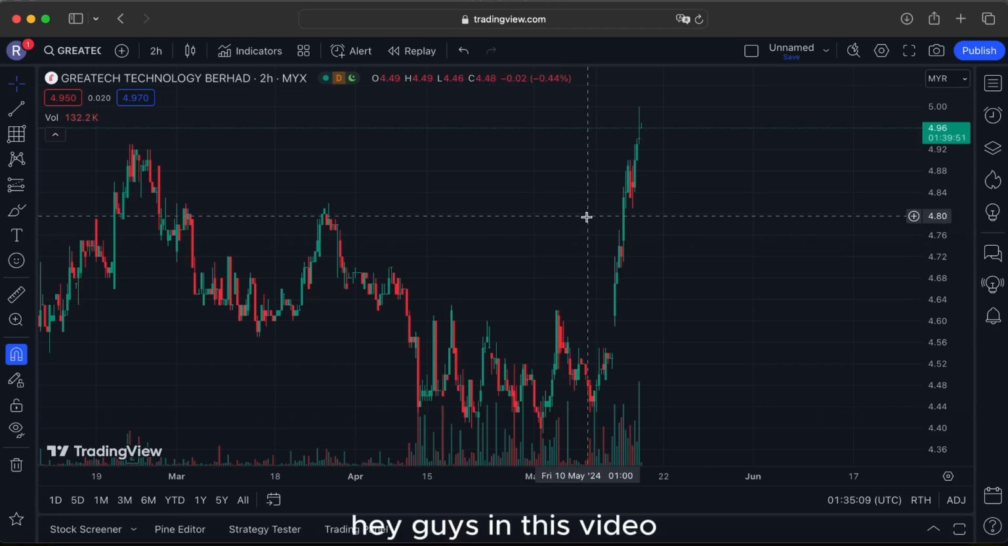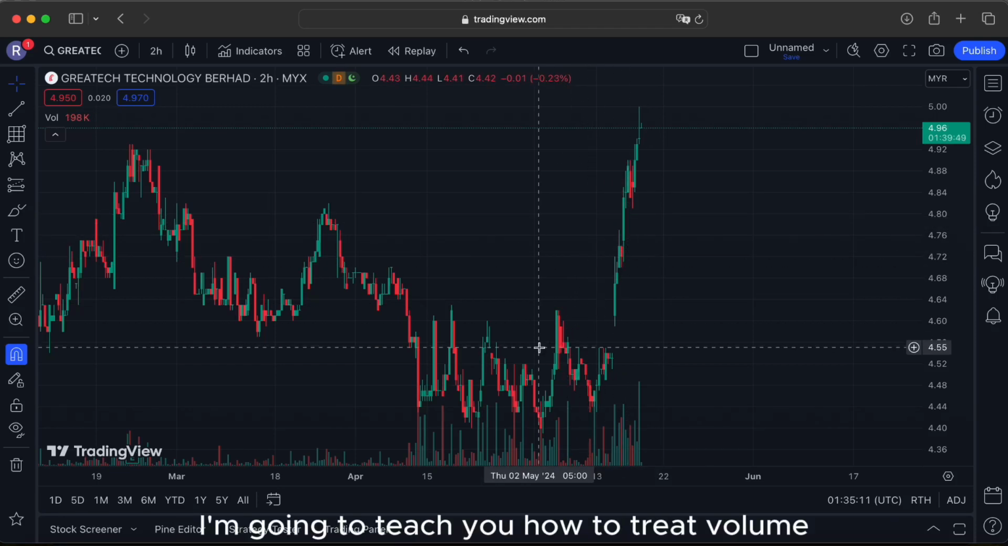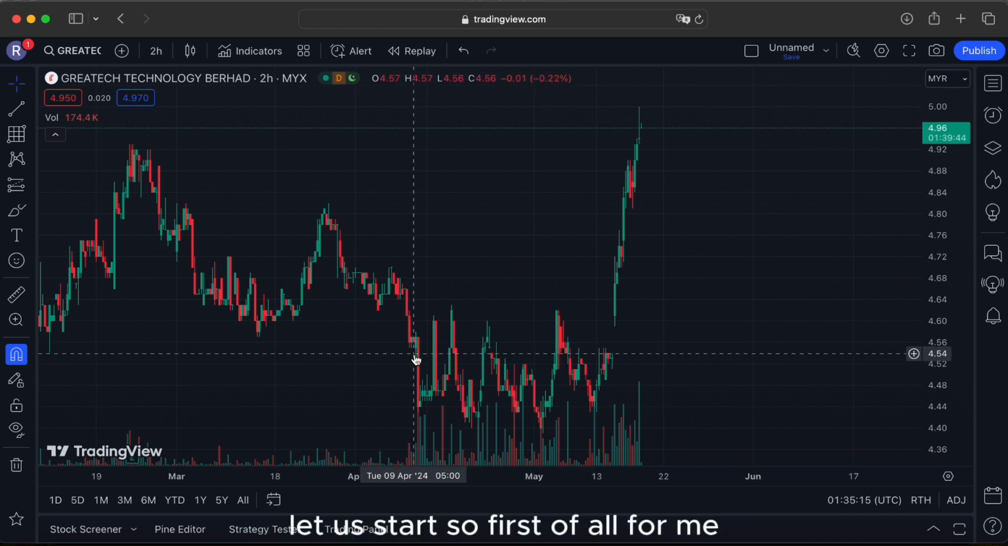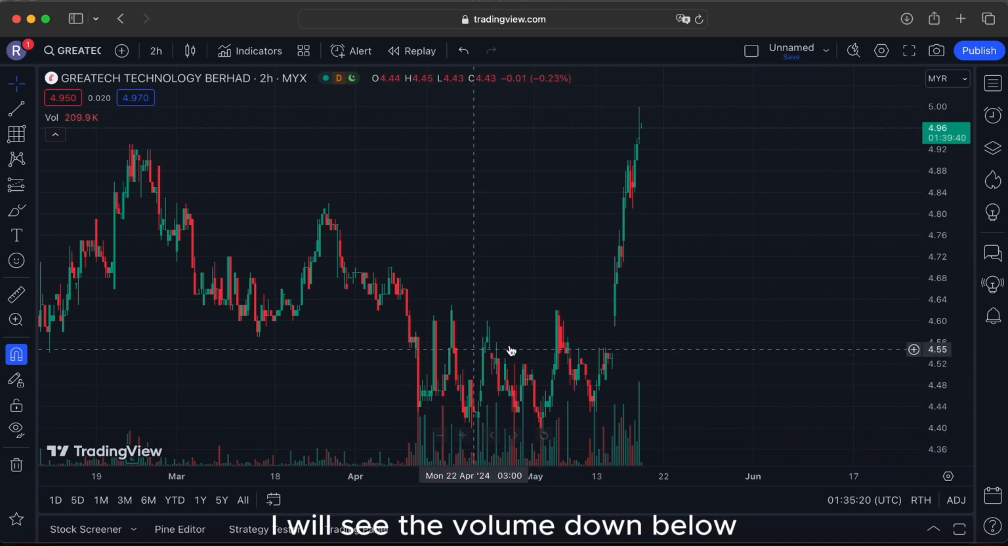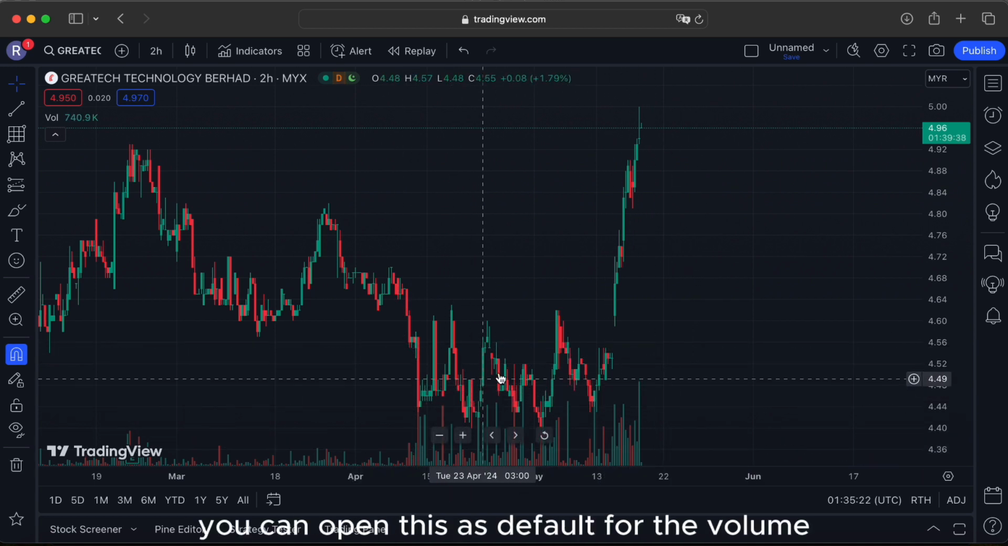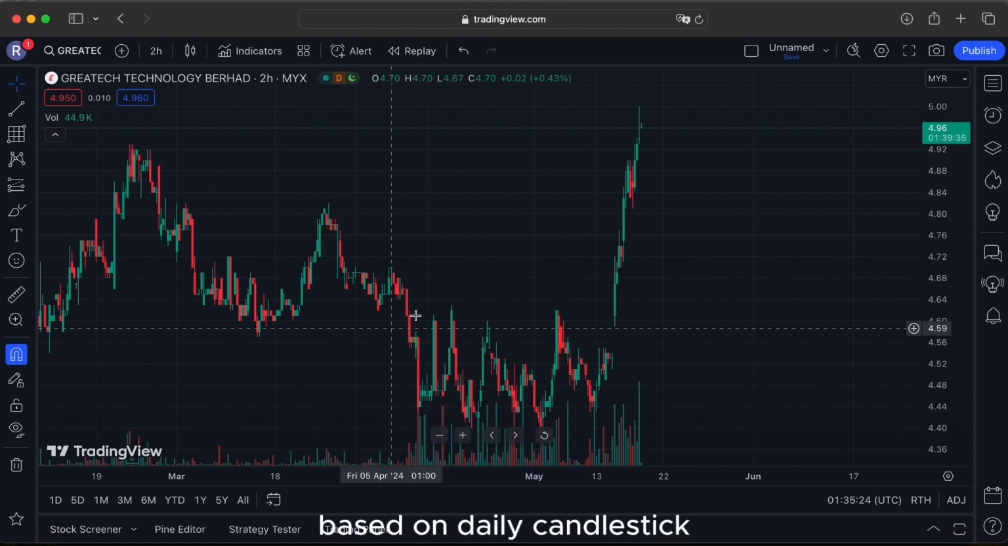Hey guys, in this video I'm going to teach you how to trade volume in TradingView. So basically, volume, let us start. First of all, for me I will see the volume down below. You can open this as default for the volume based on daily candlestick.